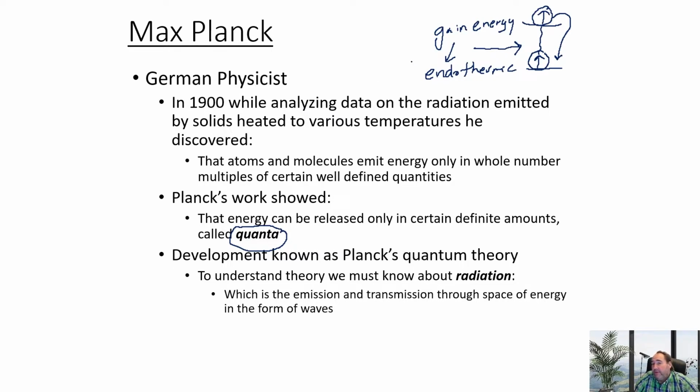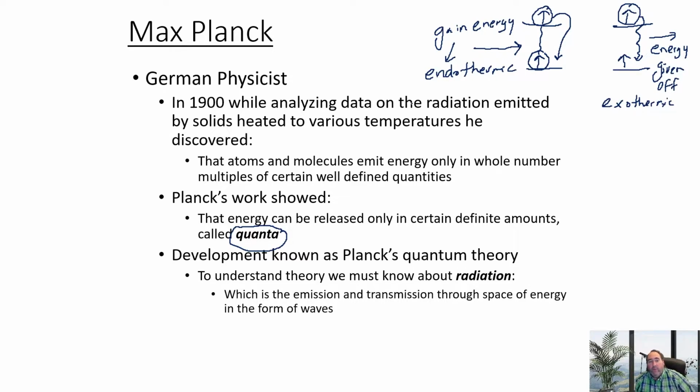Now, the opposite would be true if we had, say, that electron in the higher energy level to start with, and it wants to come back down to a lower state of energy. And when it does so, because that electron's in a higher state of energy, energy has to actually be given off in this situation.